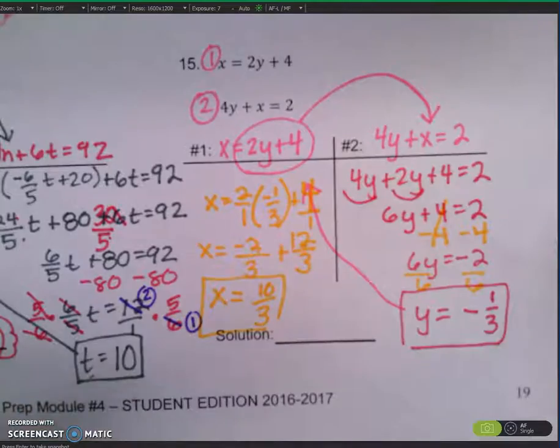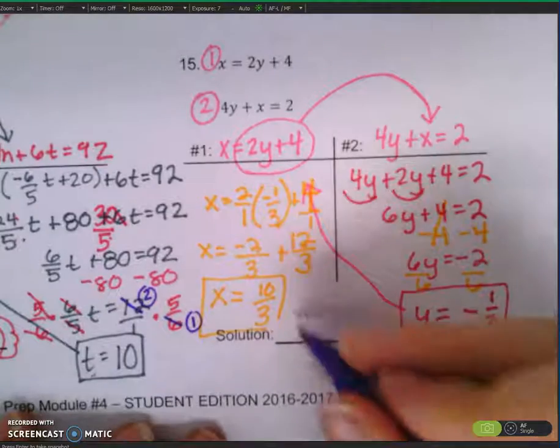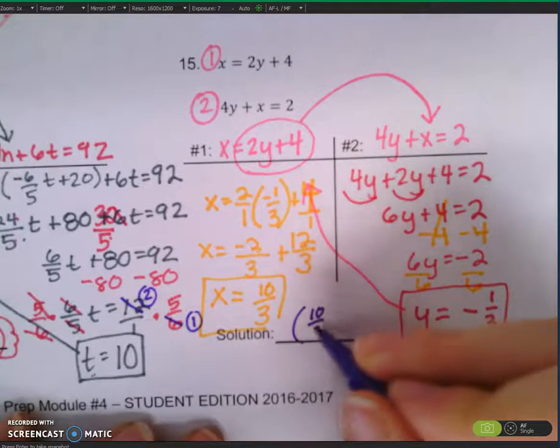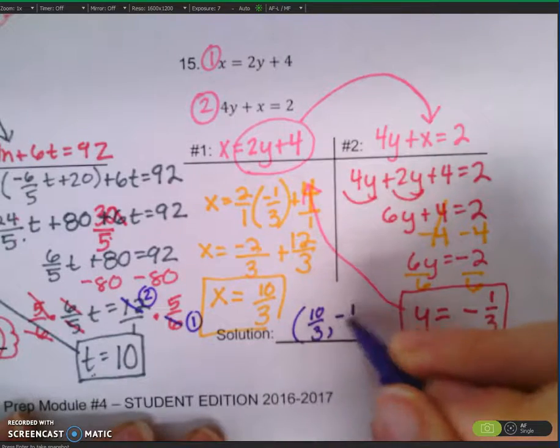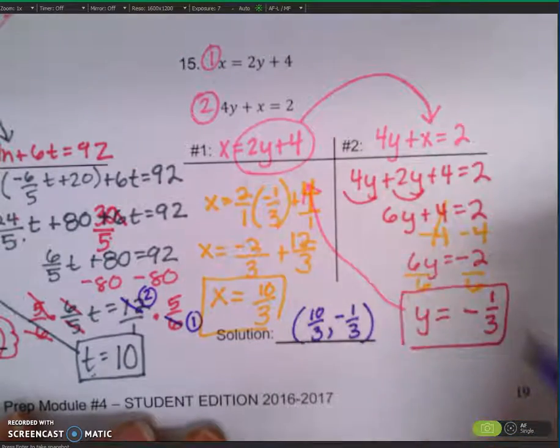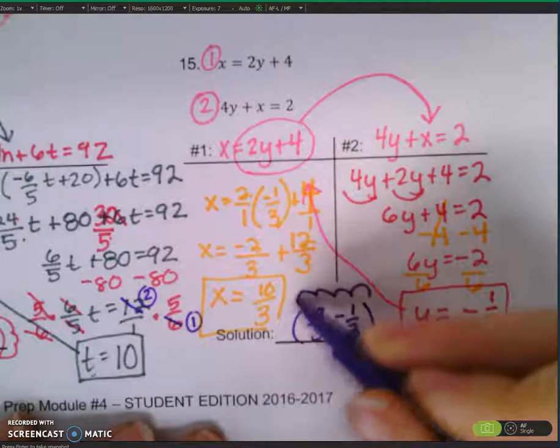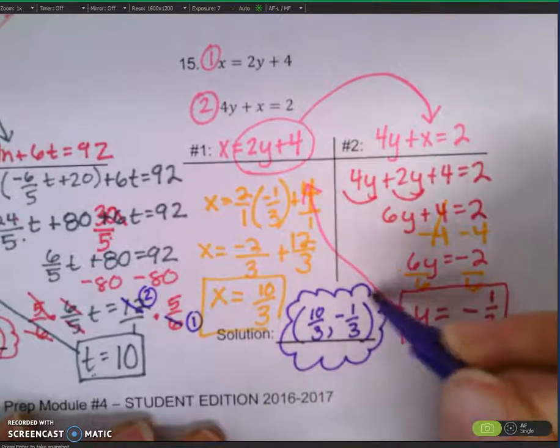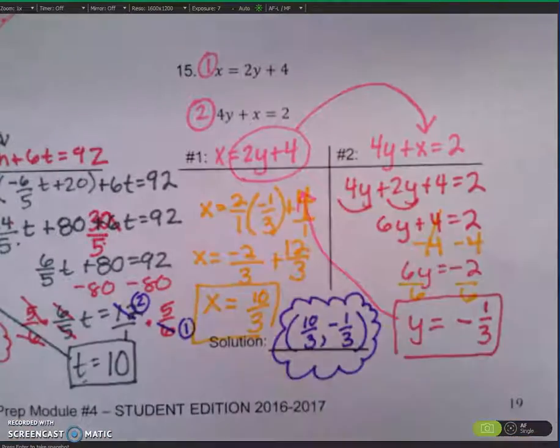Let's put it all together to write our answer as an ordered pair. 10 thirds comma negative 1/3, x comma y. Write your answer as an ordered pair and give it some flair. Excellent. So that finishes 12, 14, and 15.